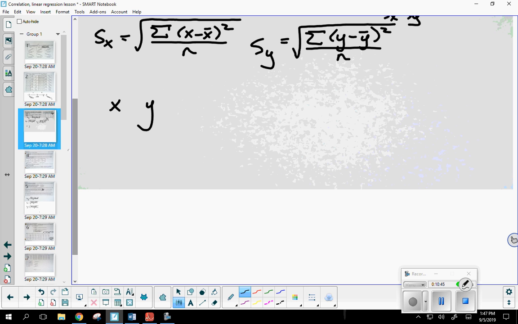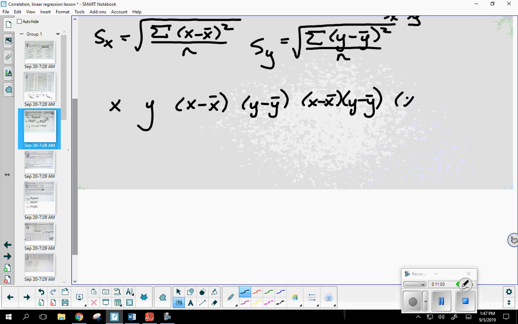I need a Y column. Then I need an X minus its mean. Then I need a Y minus its mean. Then I need a product of the two. Then I need, let me do the x's first, X minus x mean squared, and then y minus y mean squared. So if we're going to do this by hand, using the formulas ourselves, we need several columns to get through all the data. I'm just starting us with a really small one so you can get the idea.